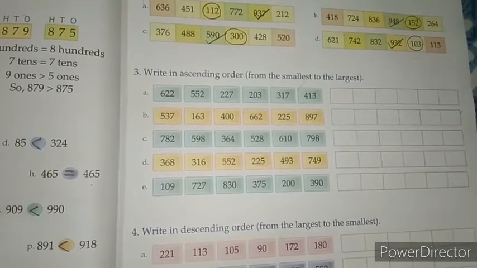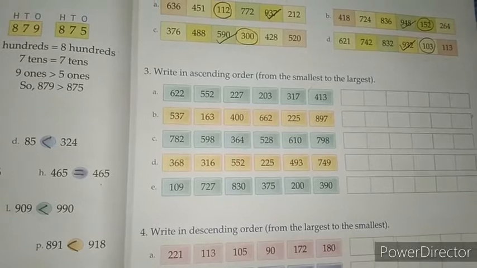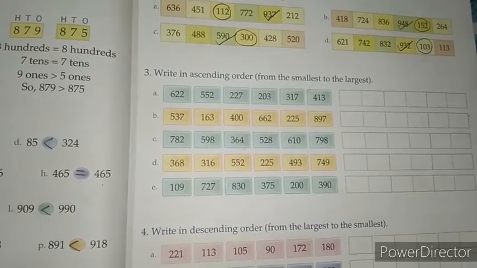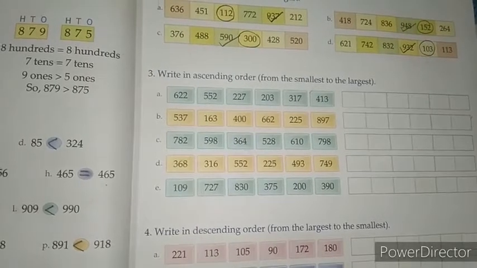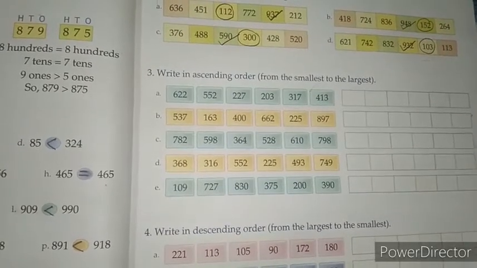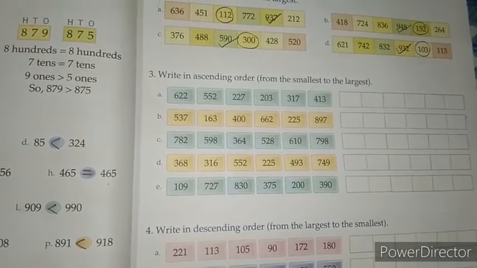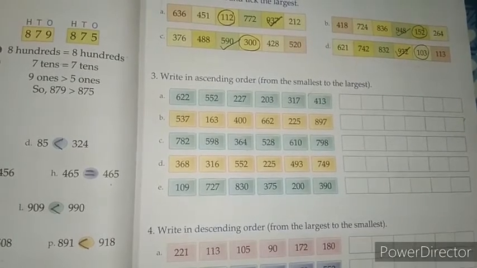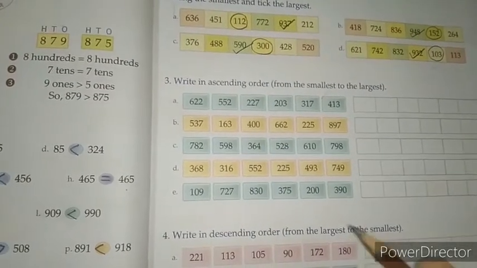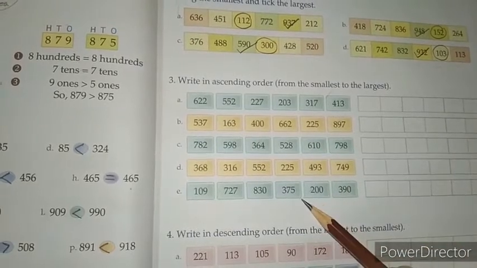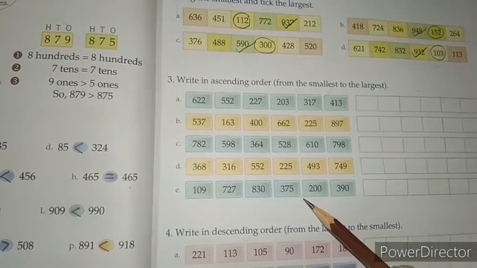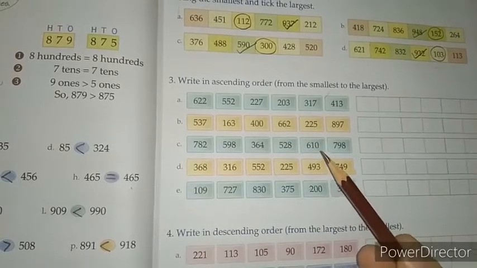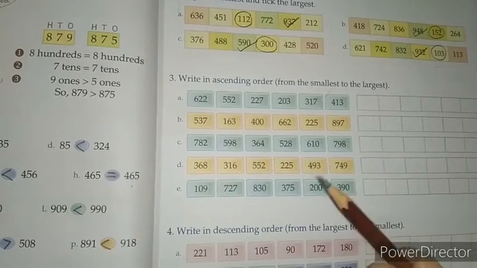Question third. Now students, come on your next question. Question third. Write in ascending order from the smallest to the largest. Write in ascending order. So students, ascending order means smallest to the largest, means छोटे से बड़ा. Okay. So look here students, here we have some number patterns. So in this question we have to arrange these numbers in ascending order.